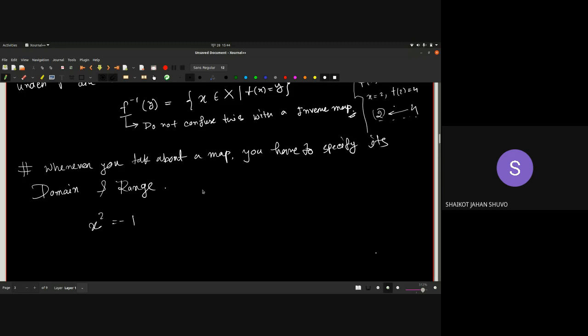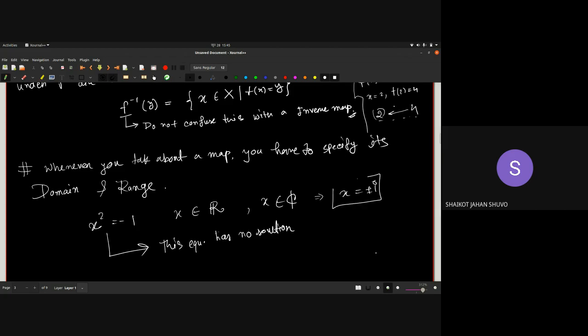If you say that your x should belong to real numbers only, then this equation has no solution. However, if you say that x belongs to the set of complex numbers, then you can find a solution, and that is just plus minus i, right? So whenever you talk about any sort of map, you have to specify its domain and range. That means for each of those sets, X and Y, you have to specify their domains.